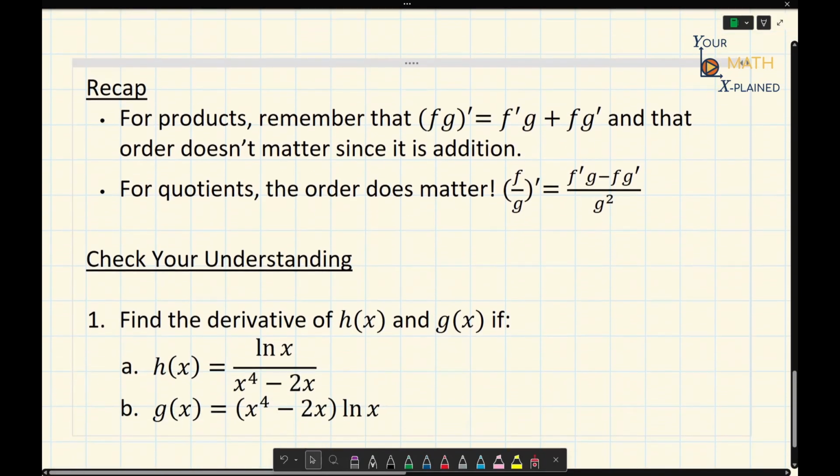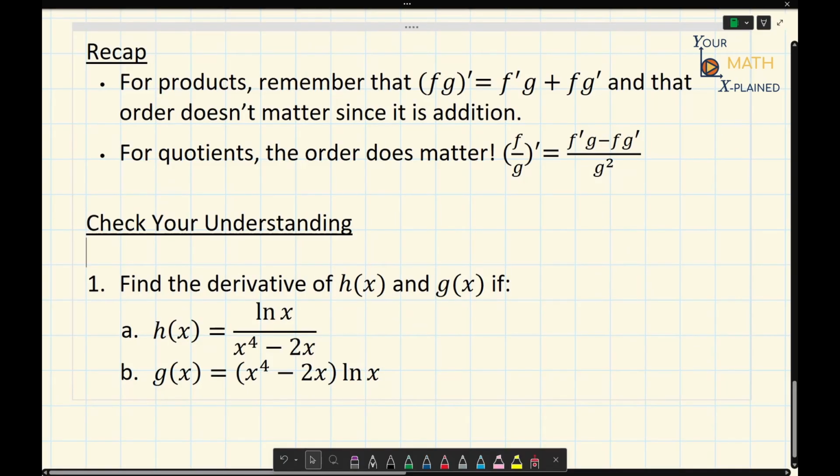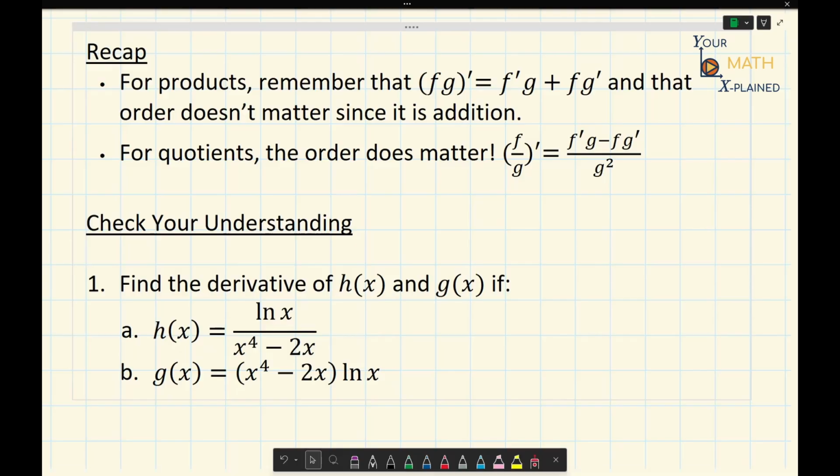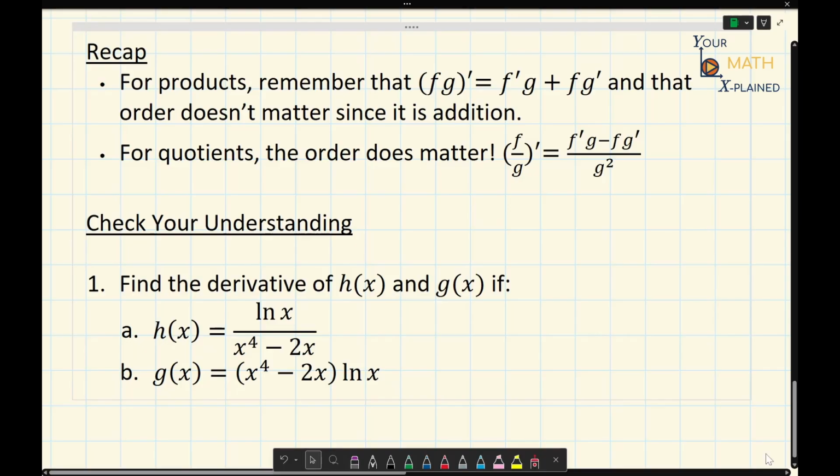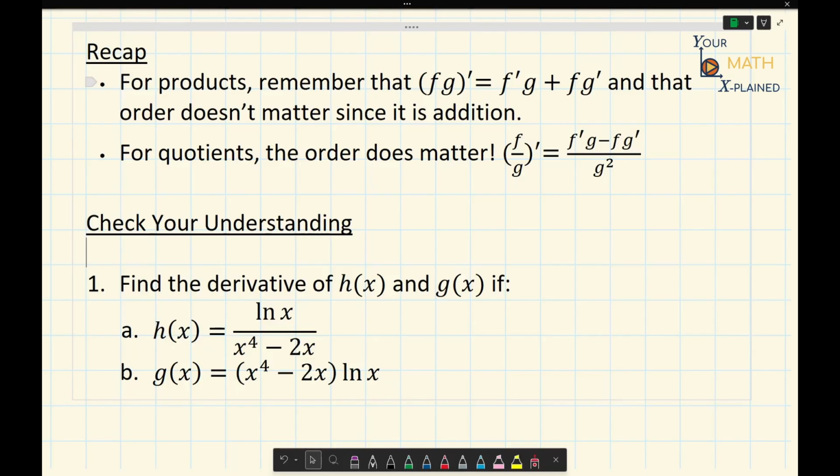And now let's do a quick recap of what we covered in this video. We went over our product and our quotient rule. For products, remember that the derivative of f times g is going to be f prime times g plus f times g prime. And the order here doesn't matter because we're doing addition. However, for quotient, the order does matter because it's subtraction. So as a good habit, even though for our product rule the order doesn't matter, we should still take the derivative of the first function first. And for our next video, we're going to take a look at how to actually prove the product rule.